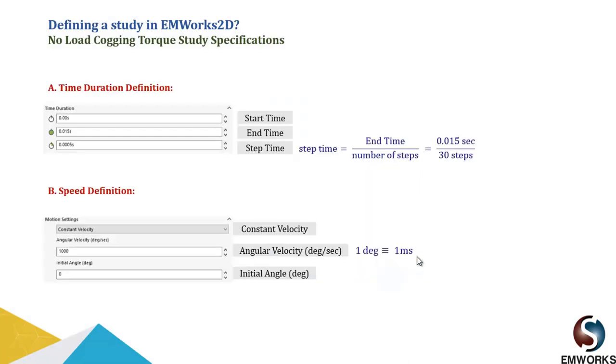As you know, in defining the performance of electric motors, there are different studies to execute, like the no-load and on-load, accounting for the core loss in the rotor and stator parts, and also the eddy current loss in the PMs. If we take the no-load cogging torque study, for example, simulating one or a maximum of two periods of the cogging torque can be enough. We need to define the time duration consisting of the start, end, and step time, which is the end time divided by the number of steps. The speed is defined in a way that 1 millisecond is equal to 1 degree.